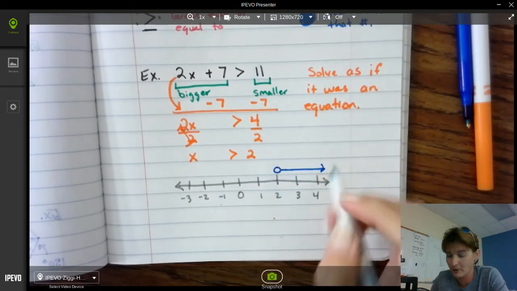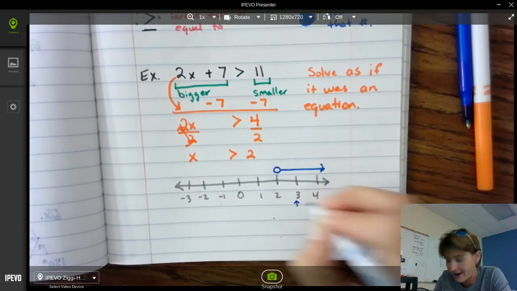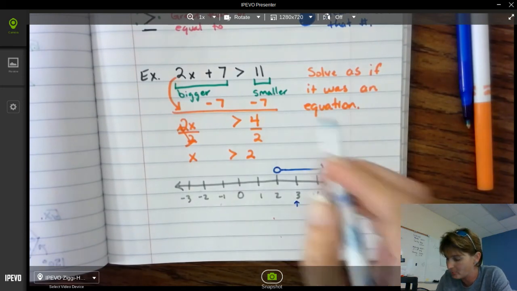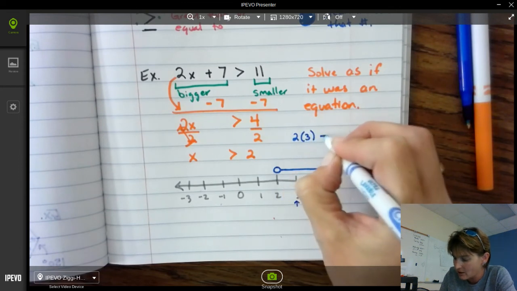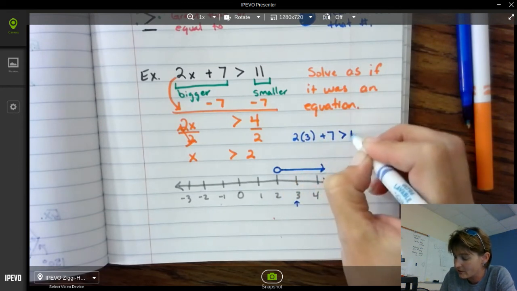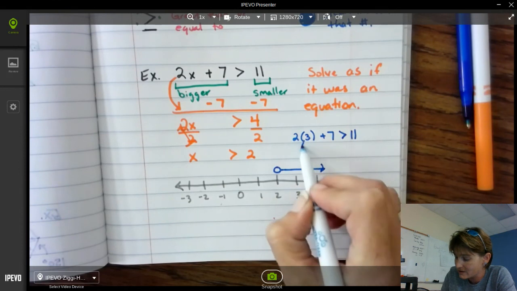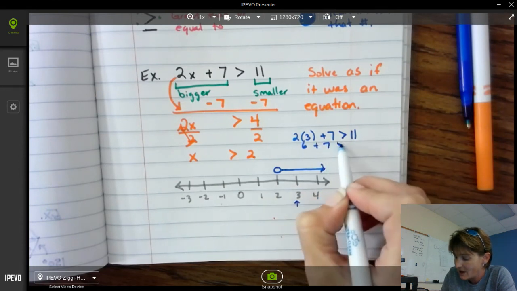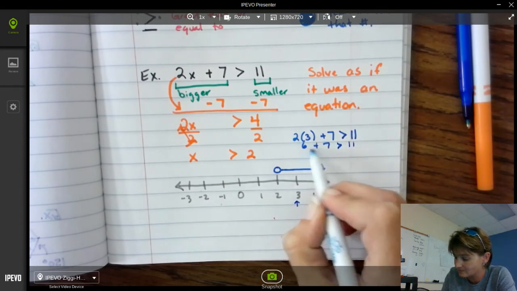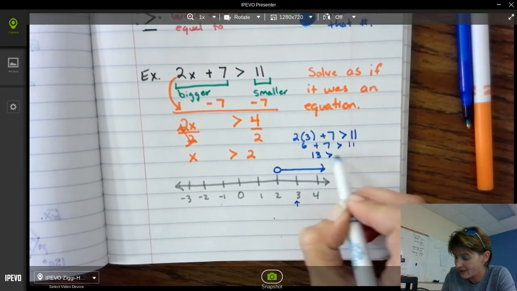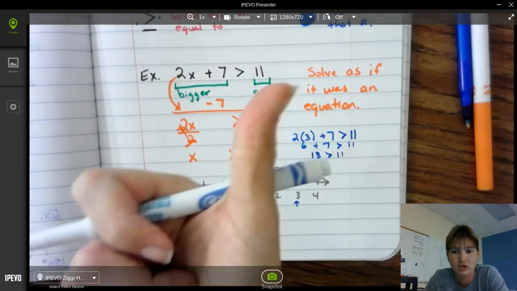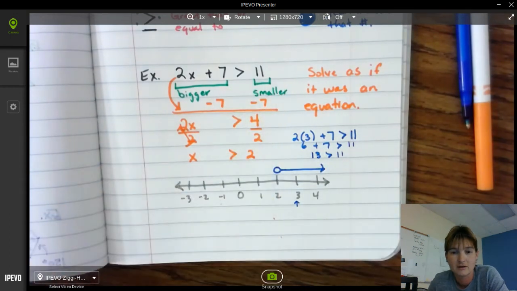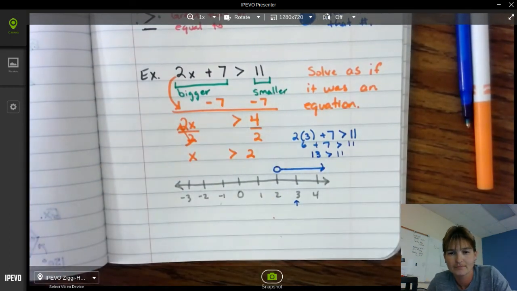Let's just pick a whole number. If I pick 3 as my check, I plug in 3 for x. So I have 2 times 3 plus 7 is greater than 11. 2 times 3 is 6, plus 7 is 13, and 13 is greater than 11, so that's what we want. Good job. That's what we need.